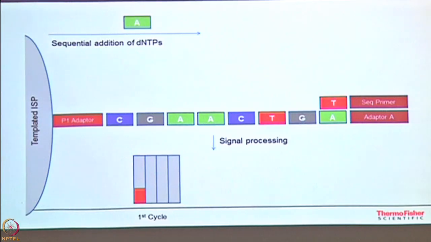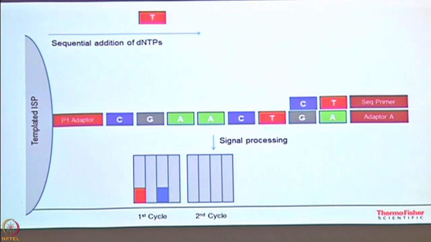Now what will happen in the next step? We had flown in an A, and the next target base is G, they are not complementary, so it will not bind, it will get washed off. Then again, likewise you will build up the sequence.